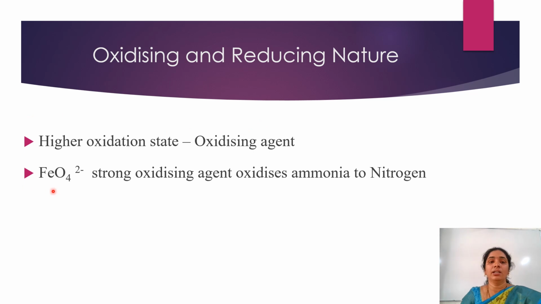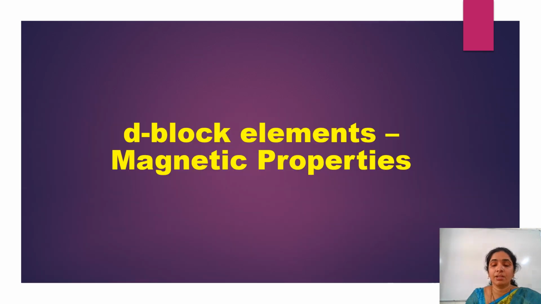One of the important compounds which acts as a strong oxidizing agent is FeO4 2-, which oxidizes ammonia to nitrogen. For oxidizing ammonia to nitrogen, the generally used oxidizing agent is FeO4 2-. Okay, this completes the variable oxidation state and its relative stabilities.